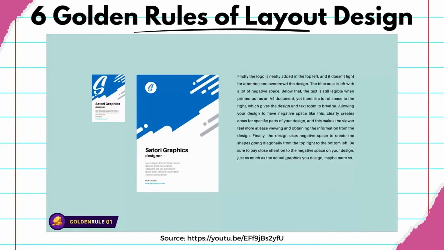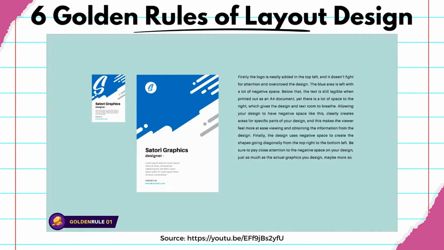So firstly, the logo is neatly added in the top left, and it doesn't fight for attention and overcrowd the design. The blue area is left with a lot of negative space, which does look neat and also organized. Below that, the text is still legible when printed out on an A4 document, yet there is a lot of space to the bottom right, which gives the design and the text some more room to breathe. Allowing your design to have negative space like this clearly creates areas for specific parts of your design, and this makes the viewer feel more at ease when viewing your design and trying to gather the information from the design itself.